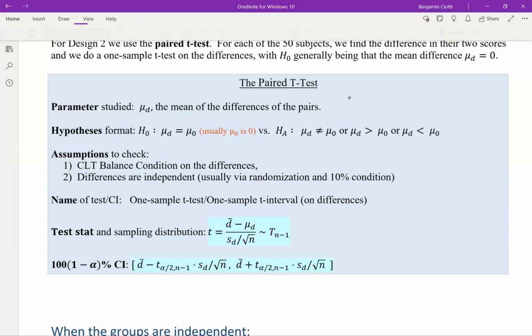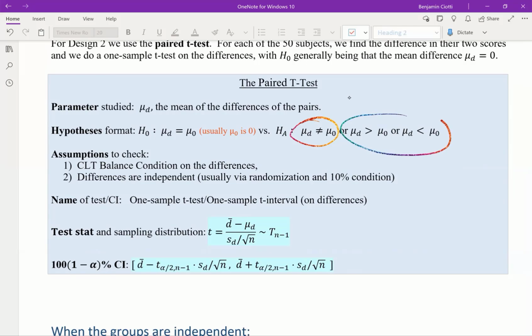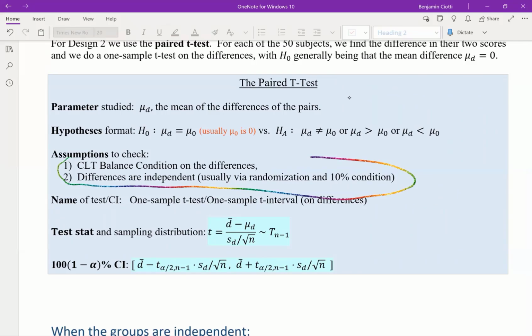Moving on. The hypothesis format for the paired t-test is you have some hypothesized value of the mean difference, and it's usually 0. And the alternate hypothesis will be either two-sided or there's two possible one-sided hypotheses, as usual. The assumptions are the same assumptions that we had for the one sample t-test.